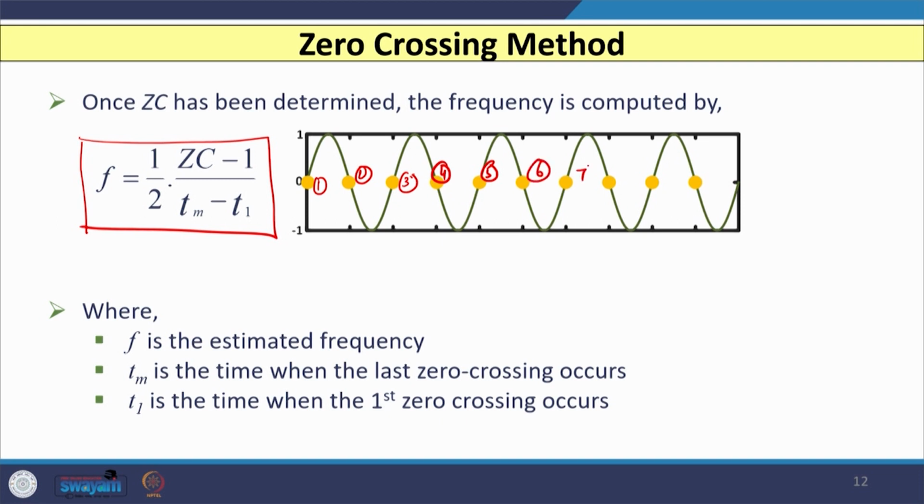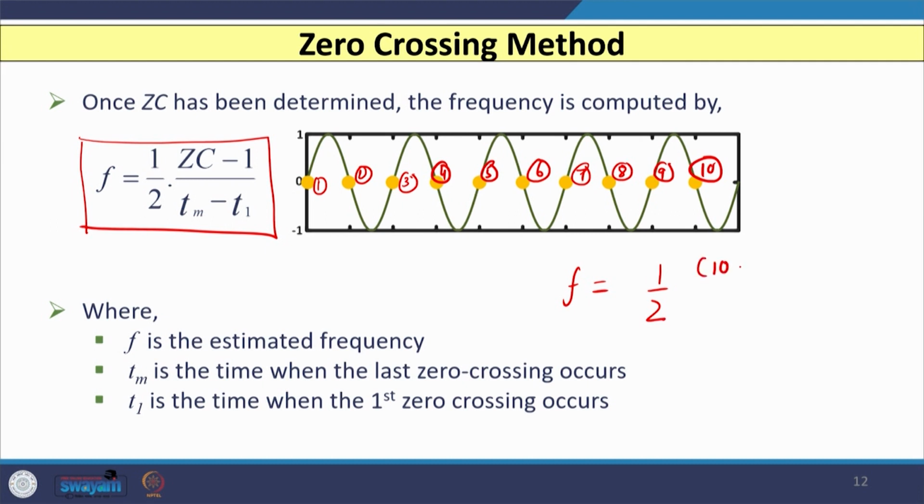In this signal shown here, the number of zero crossings you can see, I marked it from 1 to let us say 7, 8, 9 and 10. As I told you, 5 cycles are there, so 10 zero crossings are possible. So, here if I calculate the frequency for this case, then it is 1/2 ZC, where the number of zero crossings is 10.